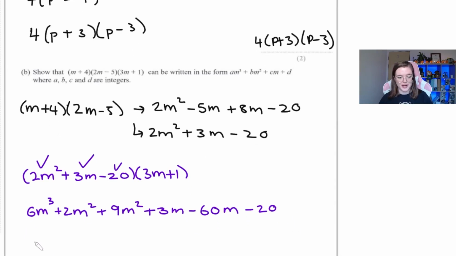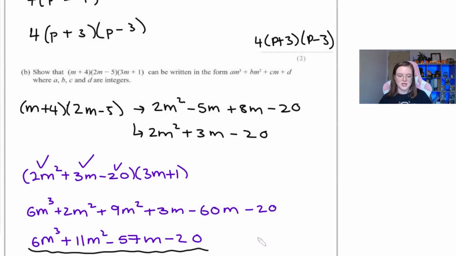And then simplify, right? So we get 6m cubed, sorry, he's the only cube, so I'm going to leave him be. And then 2m squared plus 9m squared, that's 11m squared. Then 3m minus 60m, that's minus 57m, minus 20. And that is your final answer. There we are. On we go.